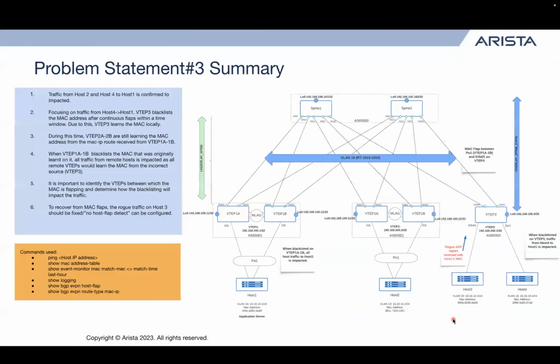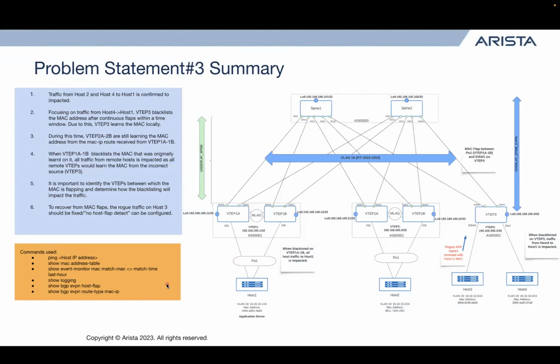To summarize, BGP EVPN blacklists the MAC based on the number of MAC moves in a certain time interval. This can be cleared out manually or automatically using the expiry timeout option in the host flap detection command. But the nature of the impact or the loss depends upon where the MAC is getting blacklisted. Here, when VTEP 1A and 1B that originally learned the MAC address are blacklisting this MAC, it would not be advertised to the remote VTEPs, thus impacting reachability to the application server.